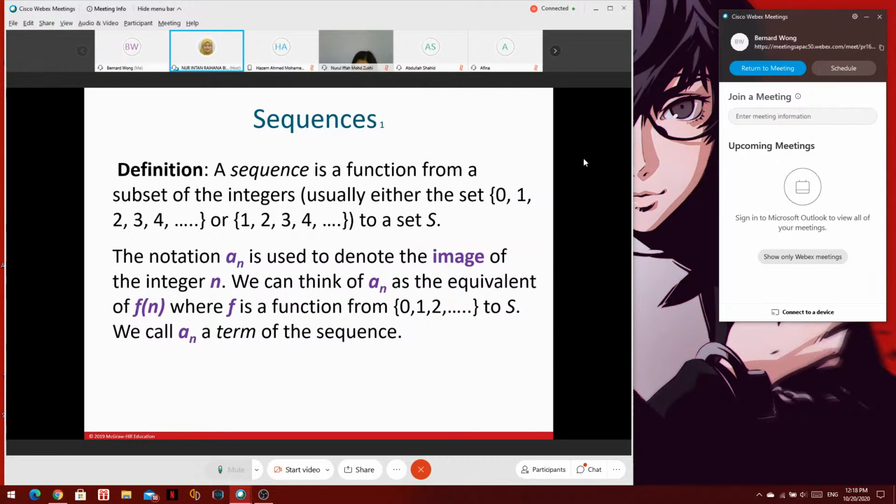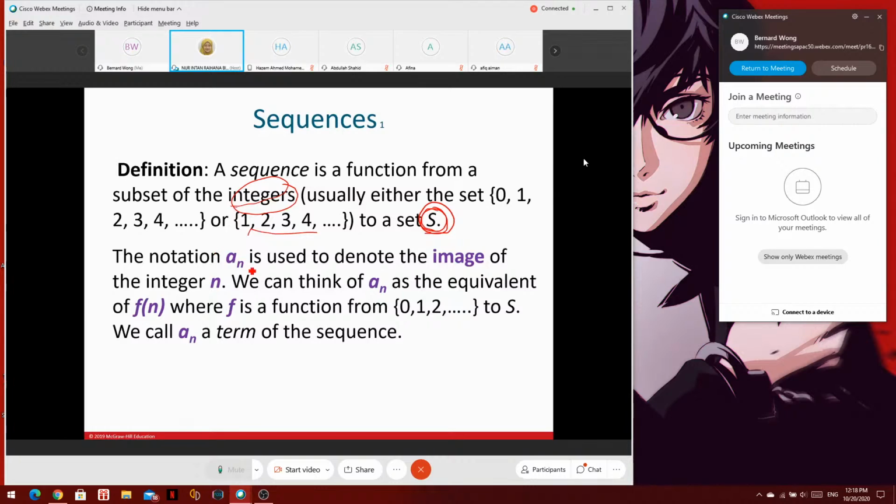Definition: a sequence is a function. I cannot see it from this slide. A sequence is a function from a subset of integers, usually either the set 0, 1, 2, 3, 4, including 0, or excluding the 0, to a set S. This is only an example; you may use other names for the set.